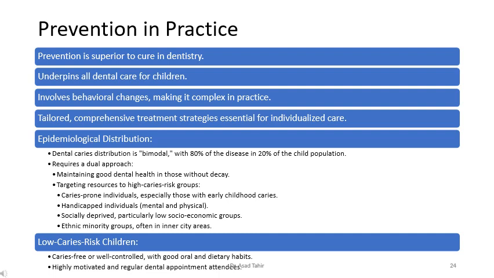Low caries risk children. On the other end of the spectrum, low caries risk children who are caries-free or well-controlled, demonstrating good oral and dietary habits. These children are highly motivated and regular attendees at dental appointments, serving as exemplars of successful preventive care. By embracing these principles and understanding the epidemiological distribution of dental caries, we adopt a targeted approach to prevention that maximizes impact and promotes optimal oral health for all children.